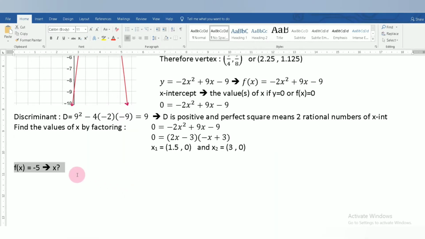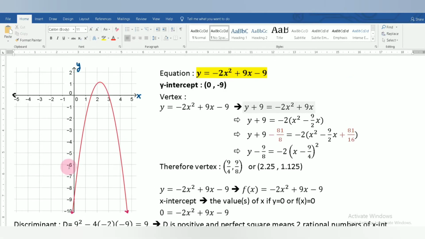So now the next question. The next question is this one. It means when y is specified to equal -5, what are the values of x? If you see on the graph, when y equals -5, if your graph is accurate, the first x equals, I think, 0.5, and the other x is 4. So it's (4, -5) and (0.5, -5).